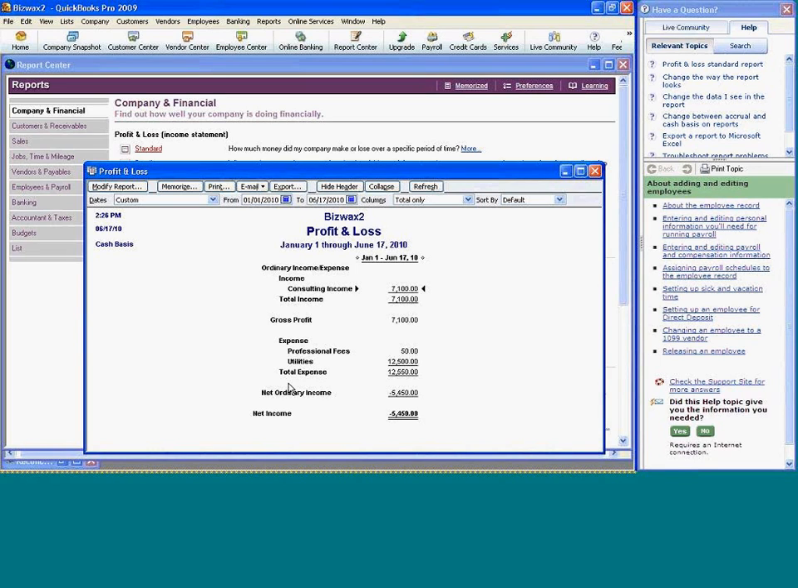Unfortunately, during the first 6 months of this company, we actually had a $5,450 loss. Okay. This is only theoretical, but this shows you the power of QuickBooks and what it can actually do. So that's the first report.